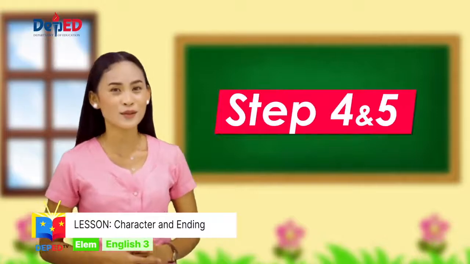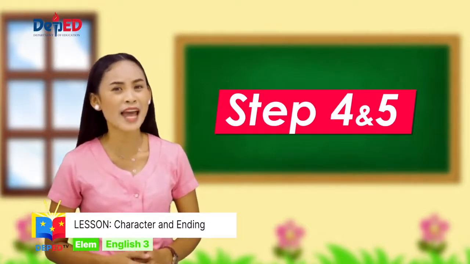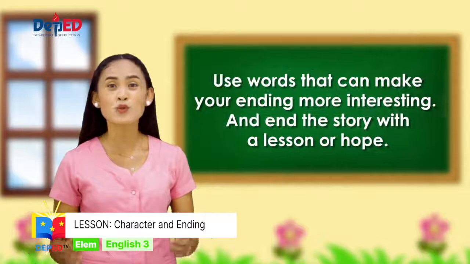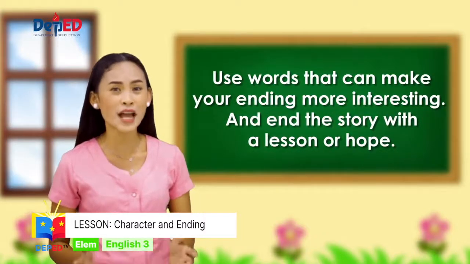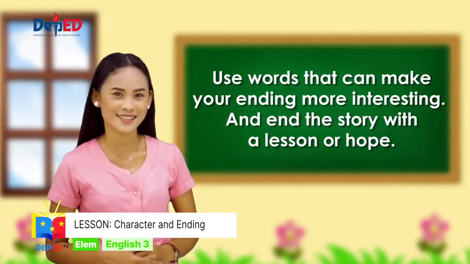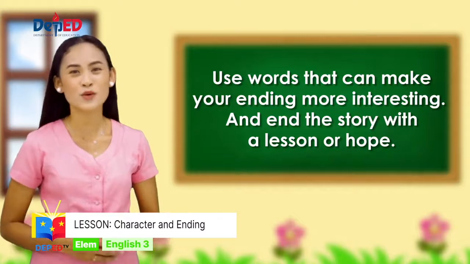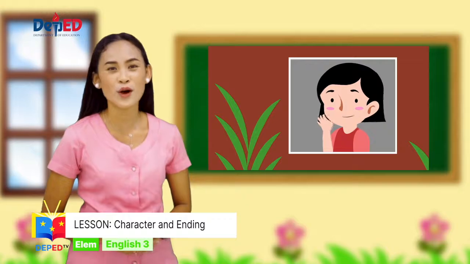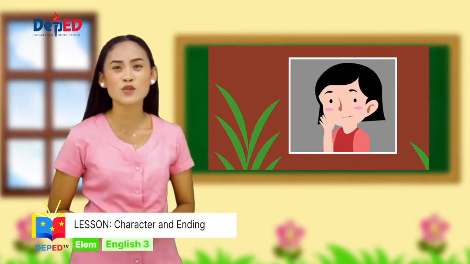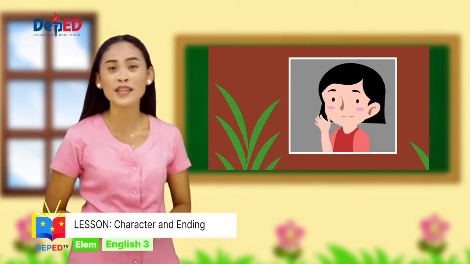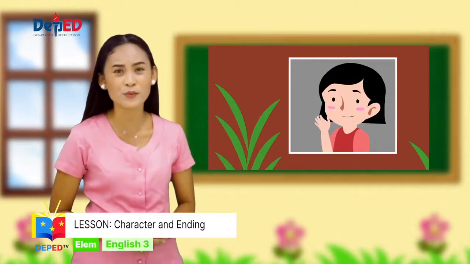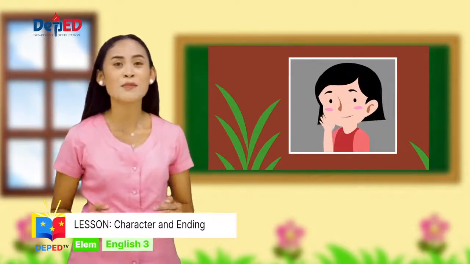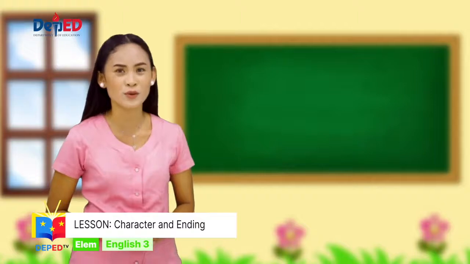Now let's take a look at steps number 4 and 5. Use words that can make your ending more interesting. And end the story with a lesson or hope. Again, we can recall that the last event in the story was Lovely waiting for her mother to come home with her doll. So let's make an ending for Lovely's story.